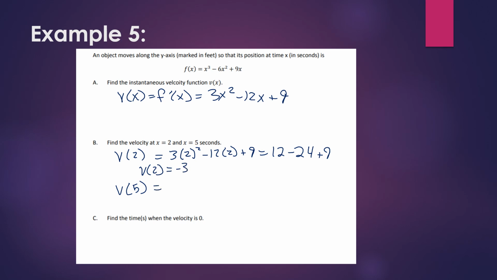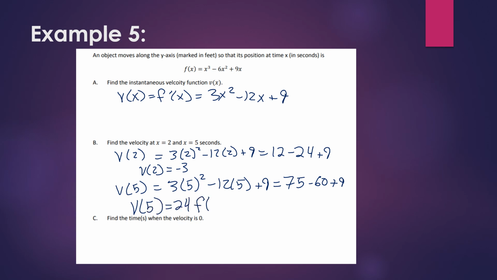Let's check for v of 5. So I'm going to get 3 times 5 squared minus 12 times 5 plus 9. So 5 squared is 25 times 3 is 75. So I'm going to get 75 minus 60 plus 9. And that gives me that v of 5 is 24. And if I want to put units, these are feet per second.